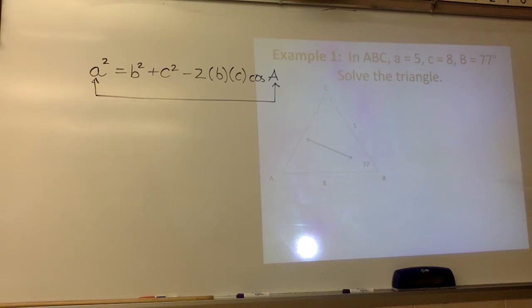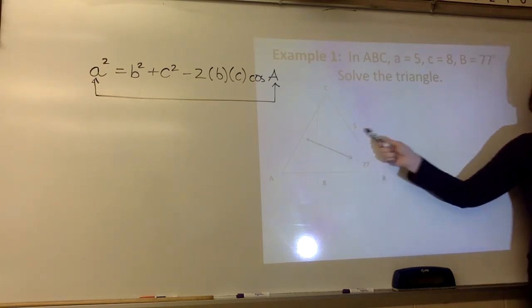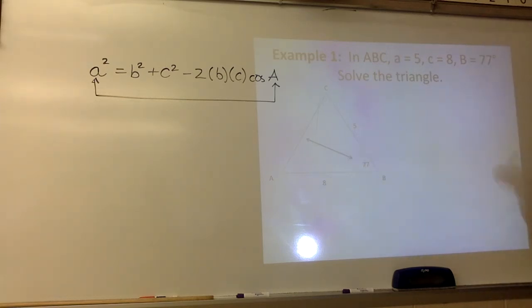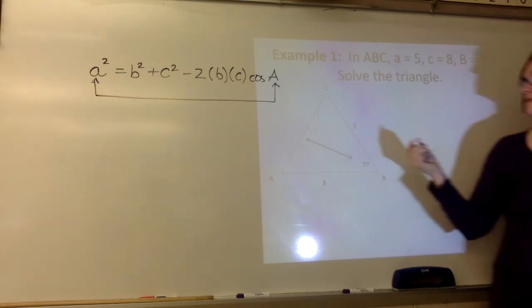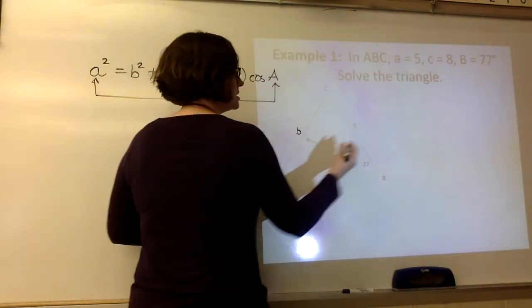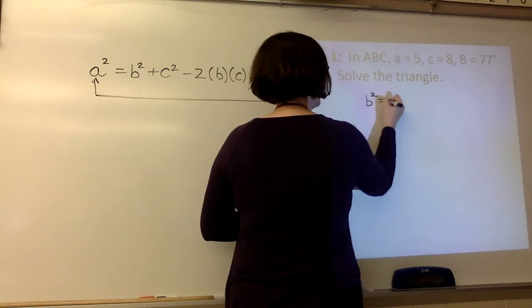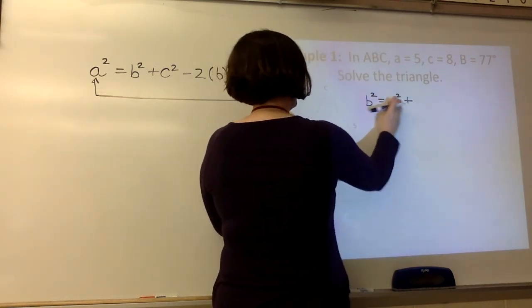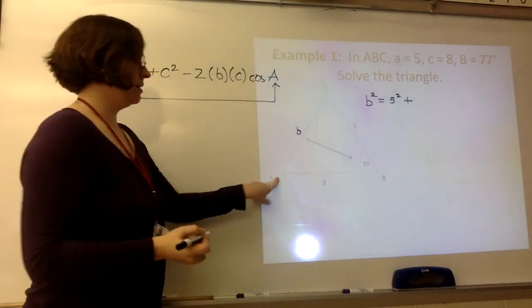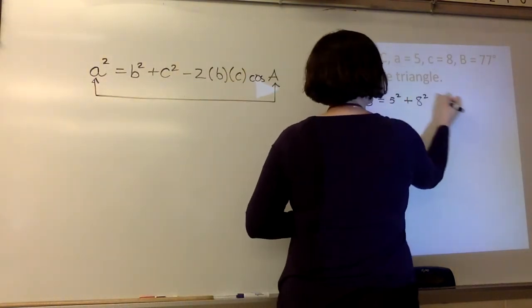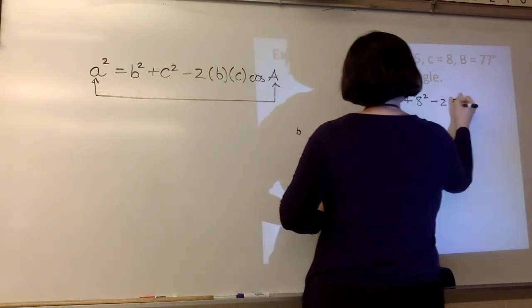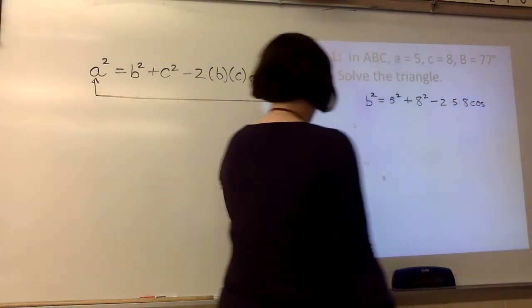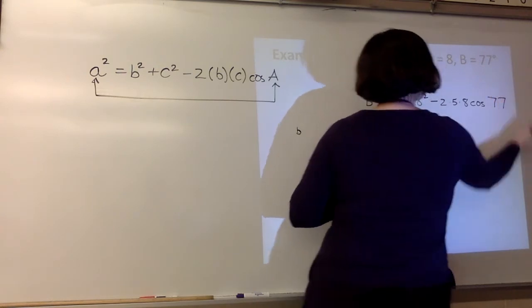So if you notice here in example 1, I have two sides, I have an angle, I do not have an opposite pair, which means I have to go to law of cosines. So I'm going to be solving for side B. So I can say b squared is equal to a squared, which is going to be 5, side across from a, plus 8 squared minus 2 times 5 times 8 times the cosine of 77 degrees.